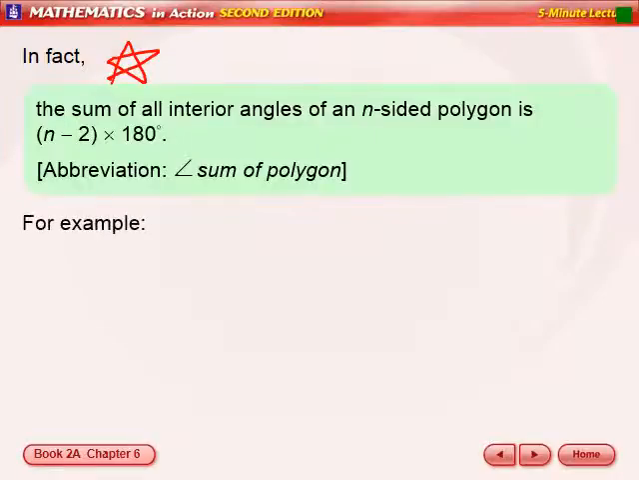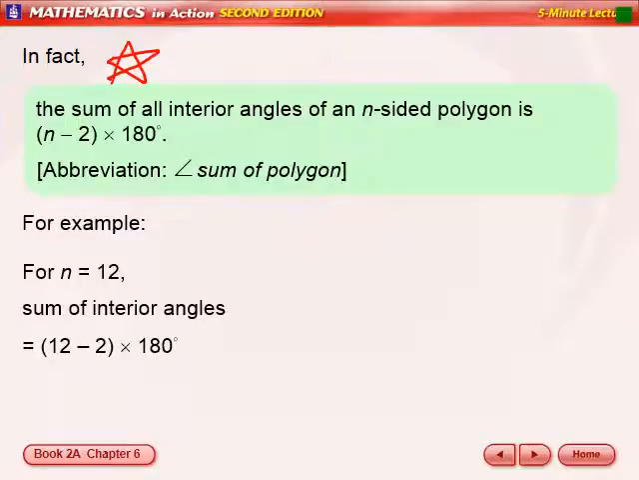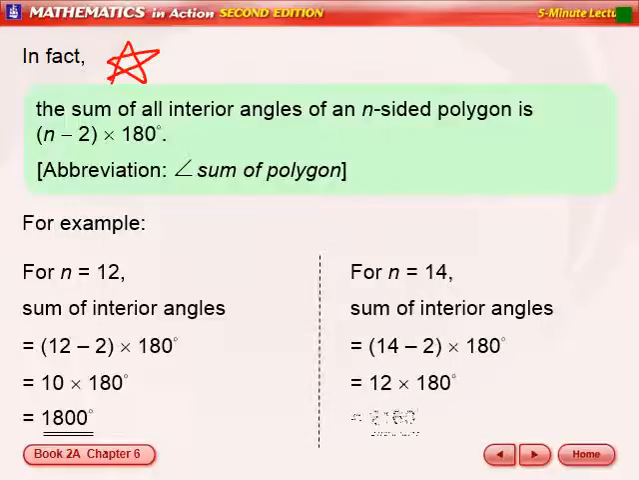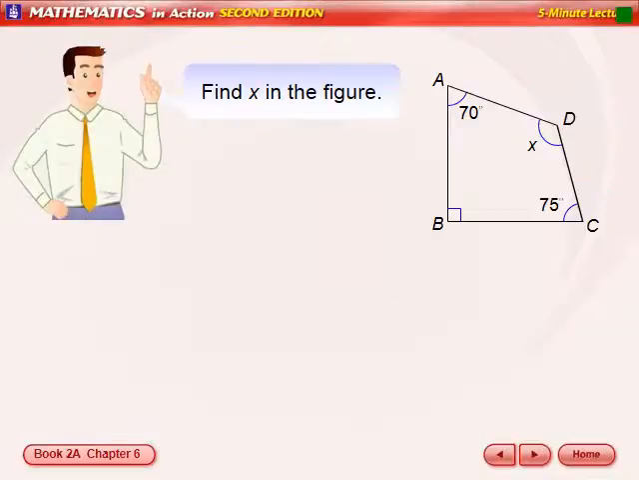For example, if we want to find the sum of all interior angles of a 12-side polygon, the sum of interior angles will be equal to 12 minus 2 times 180 degrees, and this would be equal to 1800 degrees. Similarly, for a 14-side polygon, the sum of interior angles will be equal to 2160 degrees. Okay, and we just move on to some examples.